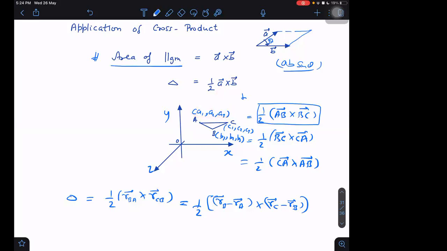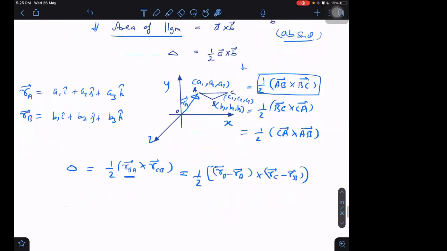It is just position vector of A. What is position vector of A? That is actually equal to A1 i cap plus A2 j cap plus A3 k cap. Similarly, what is position vector of B? B1 i cap plus B2 j cap plus B3 k cap. These are the position vectors. But if I say, is this RBA? It is not RBA. In order to write the triangle area formula, I have to take RBA. Understood? So I have to take the difference. Similarly, I have to take this difference, and then I have to take the cross product. That will give me the right result. So I hope this point is clear to you now.